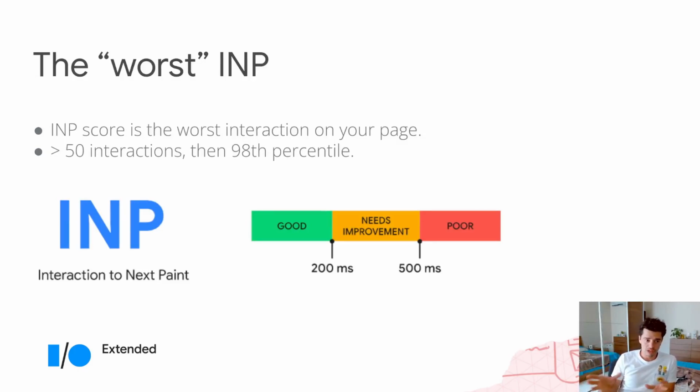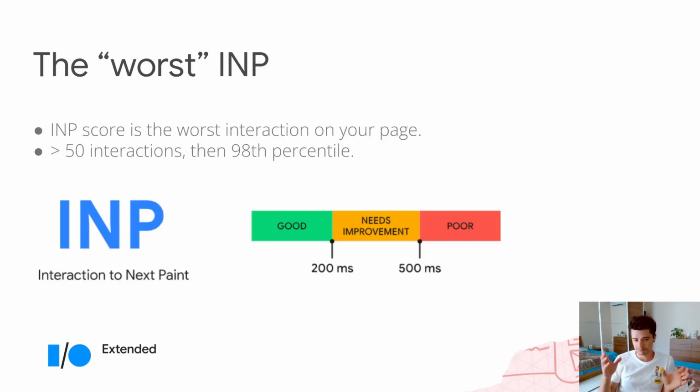Interaction to Next Paint, as we said, measures all interactions on the page. Now the score which you get is the worst interaction on your page. If your page is highly interactive, for example, a word processor, where you've got loads of key down, key up events constantly, and the user spends a long time on the page, then it would take the 98th percentile to avoid outliers. So the worst score from all your interactions will be your INP score.